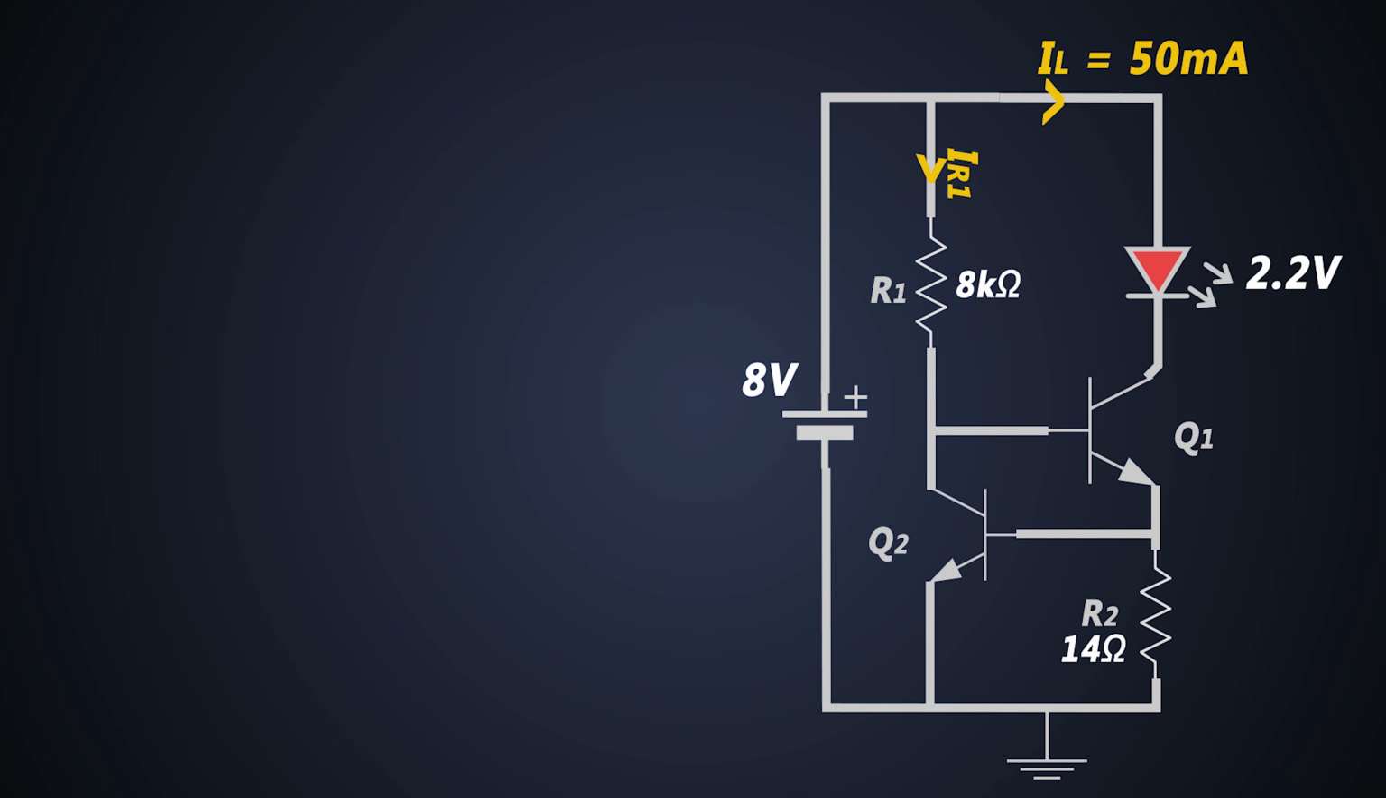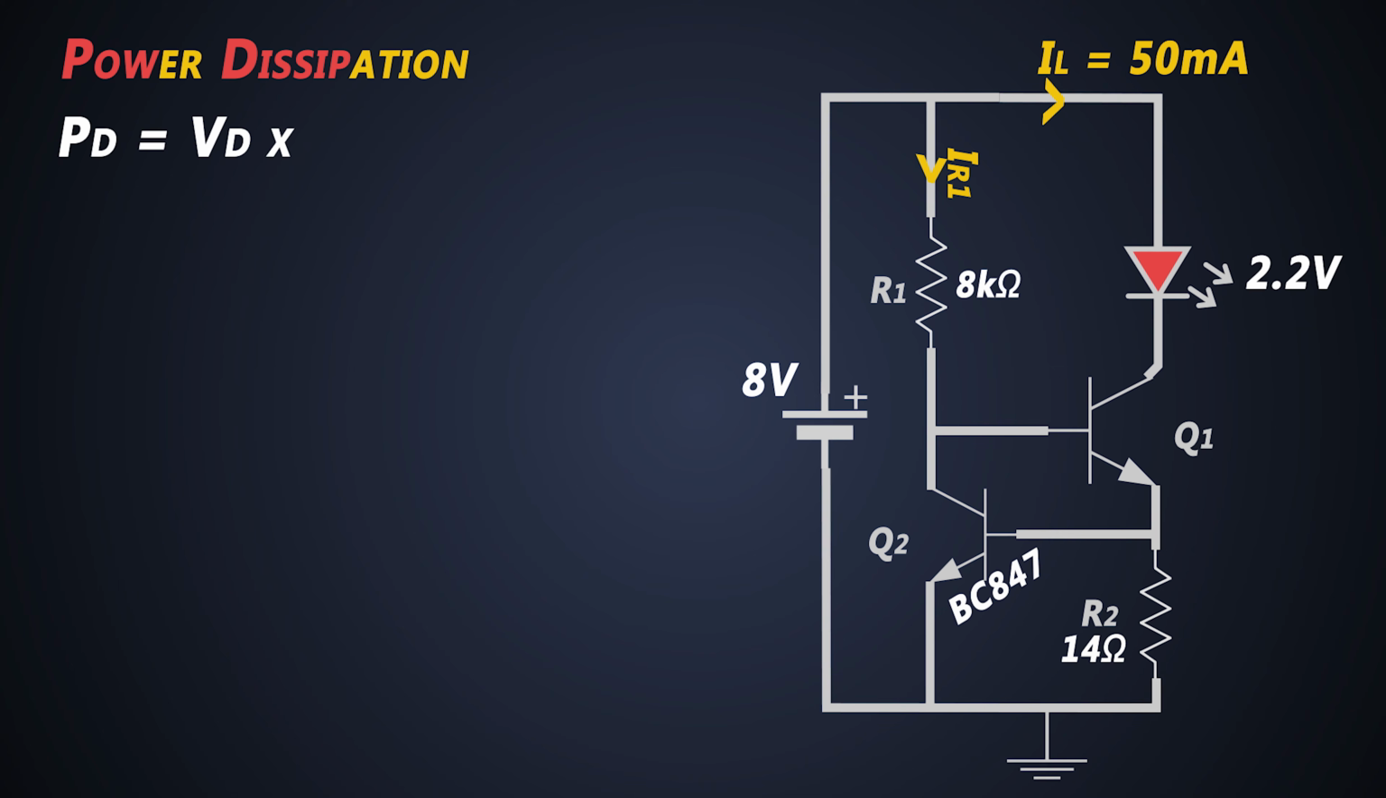Q2 can be a general purpose transistor like BC847 or BC547. But Q1 should be powerful enough to handle the load current and power dissipation. So IC of Q1 should be greater than 50 milliamperes. Now the power dissipation of the circuit can be calculated as the voltage drop across the component and the current flowing through it.